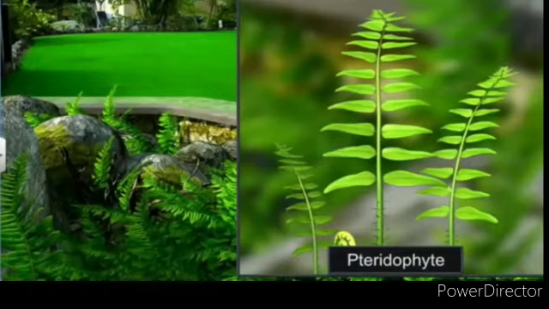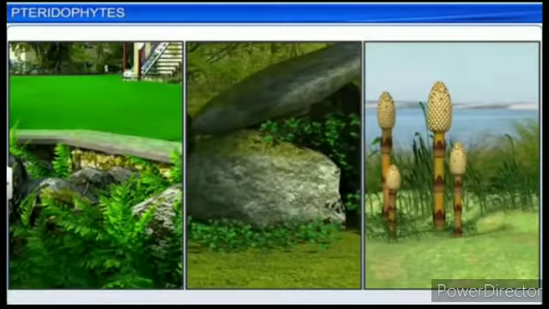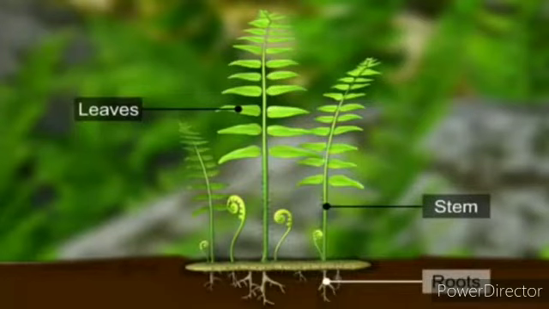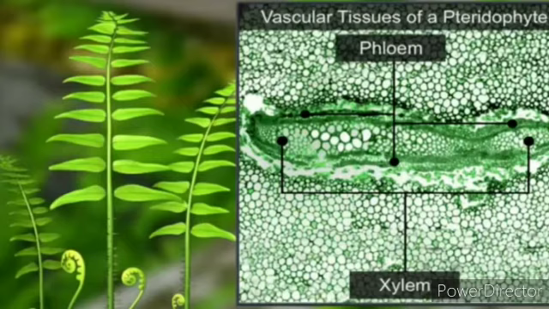Pteridophytes are found in cool, damp, shady places, though some may flourish well in sandy soil conditions. The main plant body is a sporophyte, which is differentiated into true root, stem and leaves. These organs possess well differentiated vascular tissues, that is the xylem and phloem.